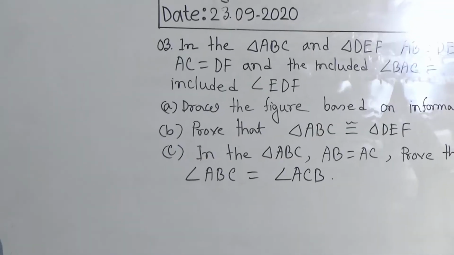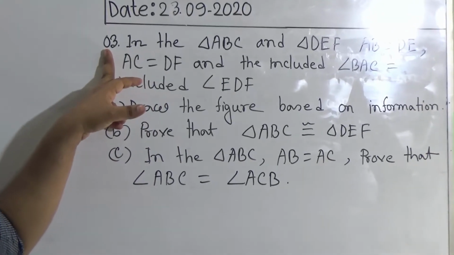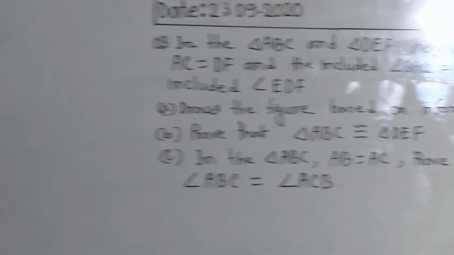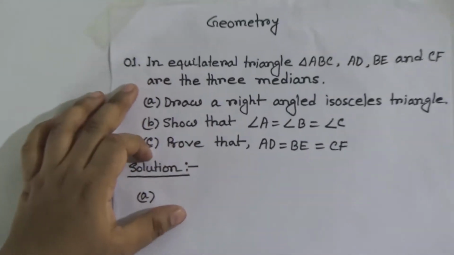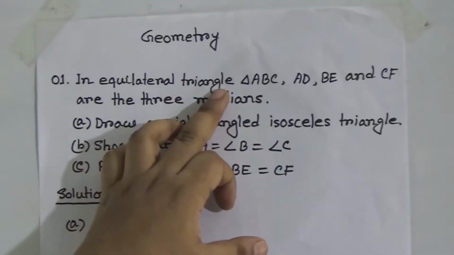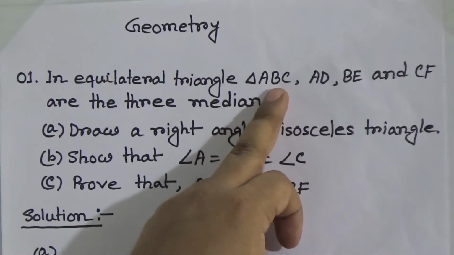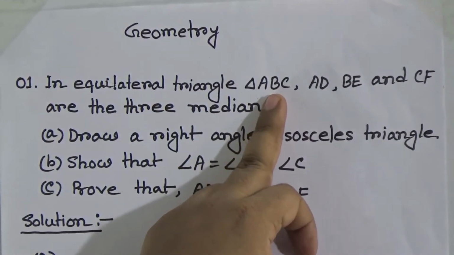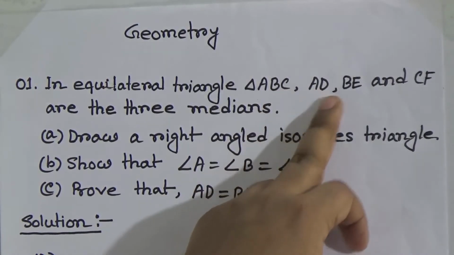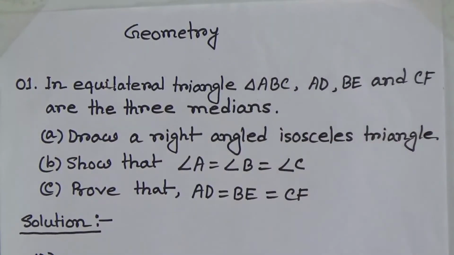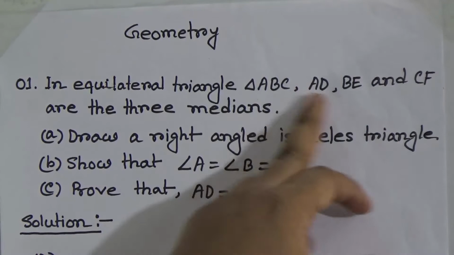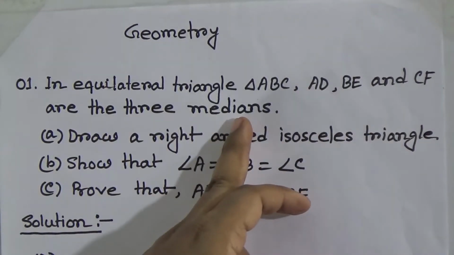At first we read the question. This is question number 3 and it is your SW. And our today's CW will be question number 1. My dear students, notice: in equilateral triangle ABC, that means ABC is an equilateral triangle, AD, BE and CF are three medians. A median means a line which divides a triangle into two equal parts. That means AD, BE and CF are three medians.